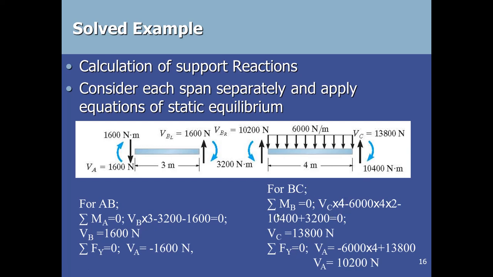Similarly VA, and so these values will be calculated. This is actually VB, not VA. This is VB equal to 10,200.